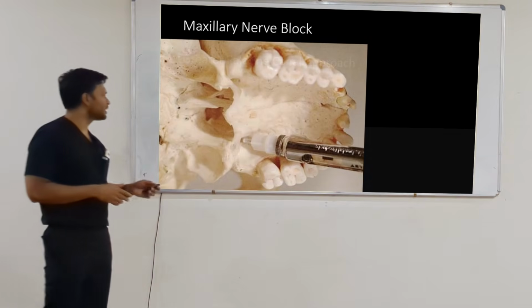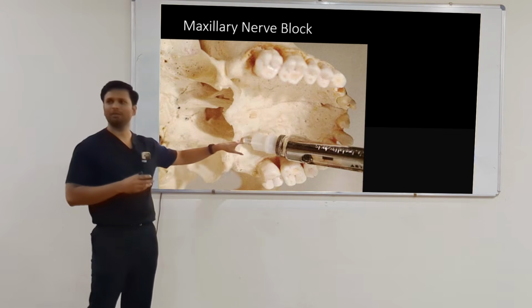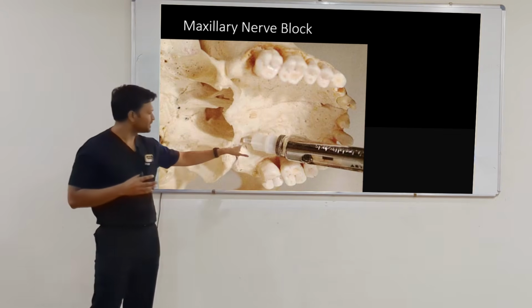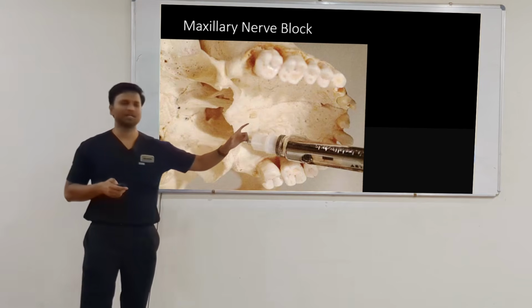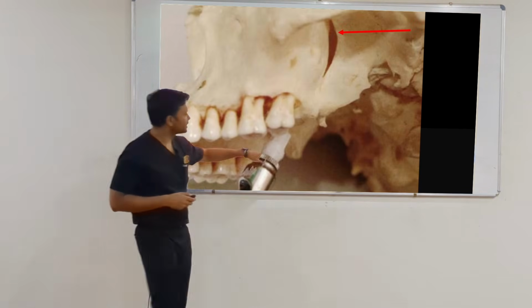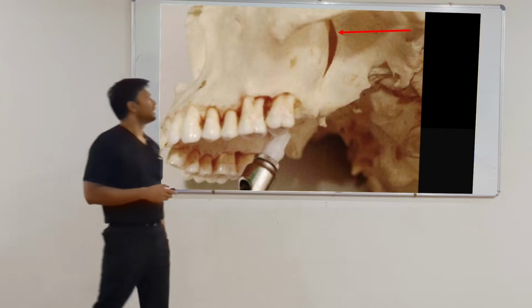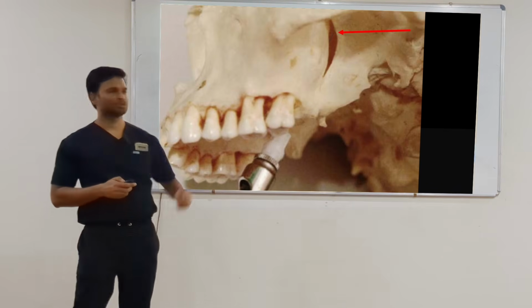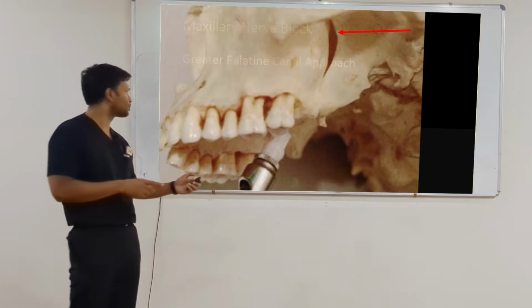So the greater palatine canal approach, I will show in this. So basically, what is there is, locate the greater palatine foramen, and we just insert the needle completely. Around 30 mm needle insertion will be there. And let me show you. Can you see? We inserted a needle and it is visible here. So we have the maxillary nerve there. So we can deposit the LA and we can achieve the maxillary nerve block through this approach.